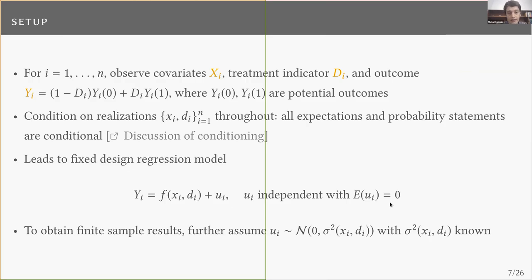We're going to assume that the observations are independent, so these u's are independent. So we essentially just have a fixed design regression model, fixed design because I'm thinking of these x's as fixed. And it's nonparametric because I do not want to make parametric assumptions on f. And in order to obtain finite sample results, I'm going to further assume that these u's are normal with known variance function sigma squared. We're going to be able to drop this normality assumption and the assumption that the variances are known, in which case some of the finite sample results will translate into analogous asymptotic results.